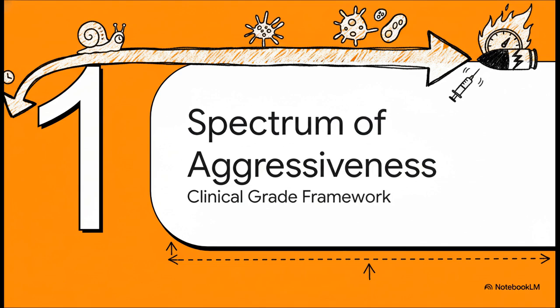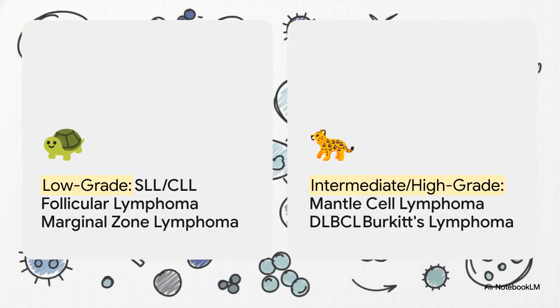Now we can overlay a second, equally important classification system. This one is based entirely on clinical behavior, basically how aggressive the cancer is in a patient. This grading is absolutely critical for figuring out prognosis and deciding how urgently and intensely we need to treat it. And here's how they sort out.